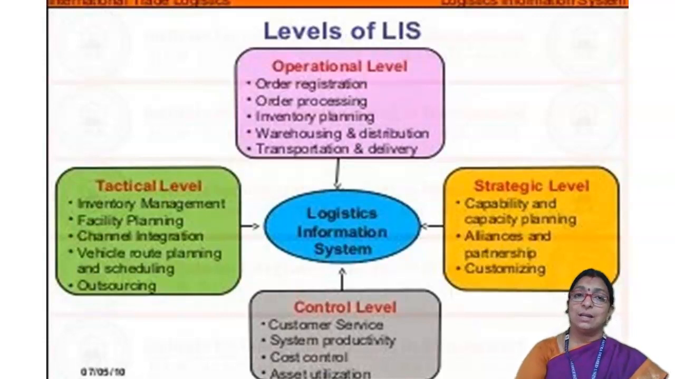Of course, the next level of control components under the logistics information system are cost control: inventory carrying cost, the freight, the labor cost, the equipment operating cost, and the utility cost. These are some of the major costs which are considered, which need to be controlled. So this LIS generates cost reports to control the deviations. And of course, the system productivity.